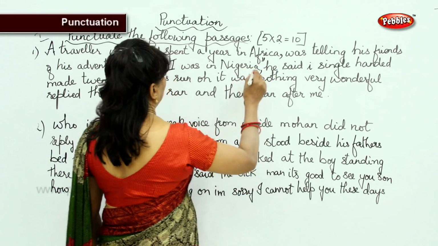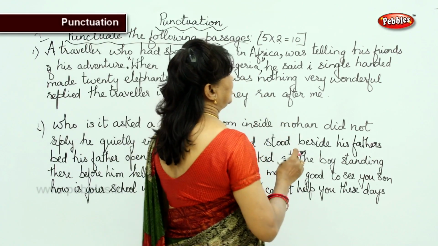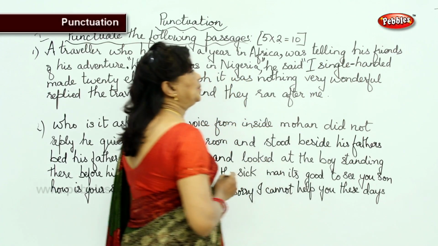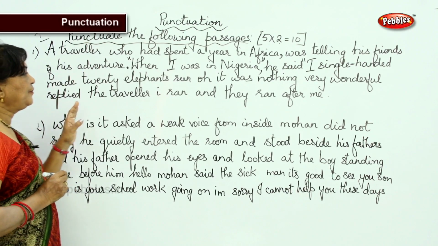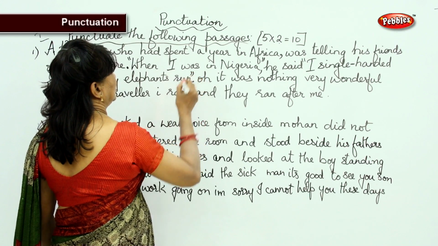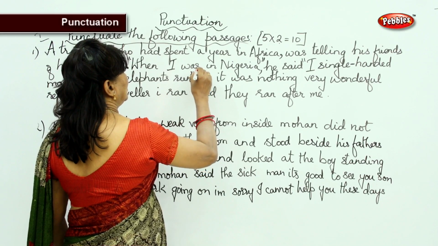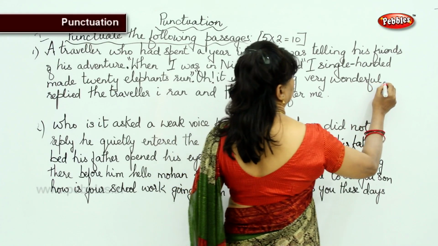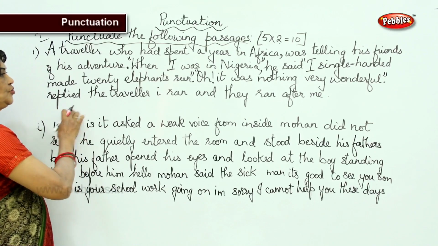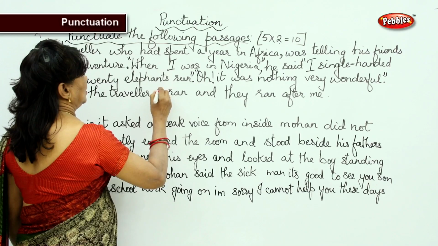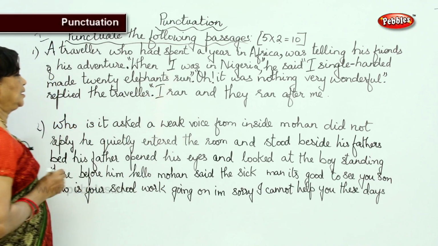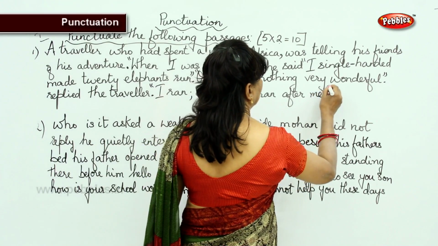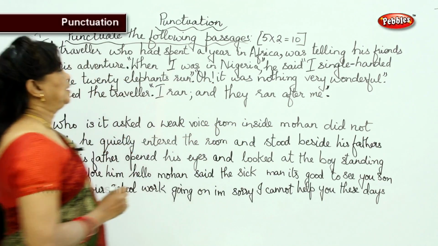He said, so you put a comma there, close the inverted commas, and he said, I single-handed, hyphenated word, single-handed made 20 elephants run, full stop. So the other person says, oh, it was nothing, oh, exclamatory mark, it was nothing very wonderful, replied the traveler, full stop. I ran, okay, start inverted commas again, quotation marks. I ran and they ran after me. Full stop, end of a sentence, full stop, and close inverted commas.